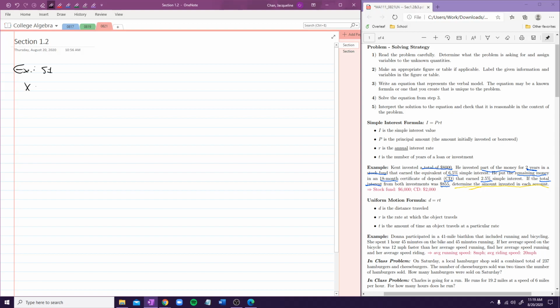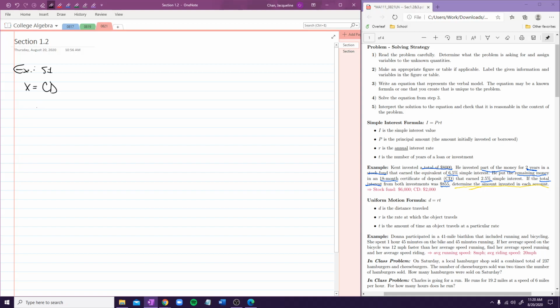So I'm just going to say X. If you look in the book, they let X be the stock fund, but I want to let X equal the CD, just to show you guys that as long as your logic makes sense and everything still lines up, you'll get the same answer no matter what approach you take. Just make sure your logic makes sense. So in this case, I'm going to let my X equal the CD.